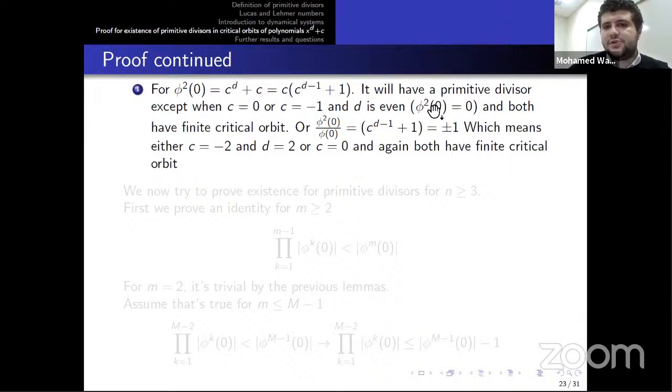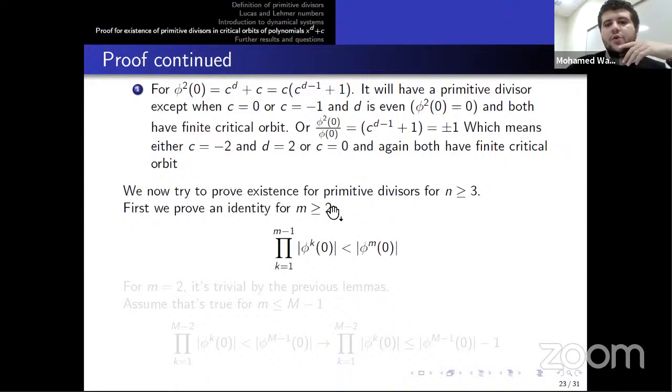So the first option is phi_2 of 0 is equal to 0 for it to not have a primitive divisor. That means that c is 0 or c is equal to minus 1 and d is even, so that this can be equal to 0. And in both cases, the critical orbit is finite. Or the other option, it has a primitive divisor. It has the primitive part, which is c^(d-1) + 1. This is plus or minus 1. So in that case, again, the analysis will show that either c is minus 2 and d is 2, or c is 0. And both cases, again, have finite critical orbit. So this is for the first two iterations.